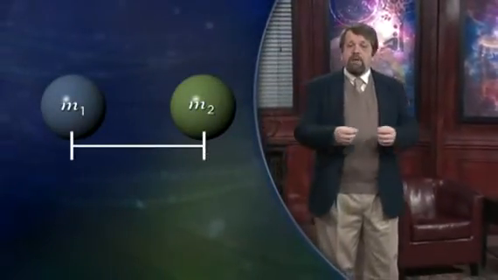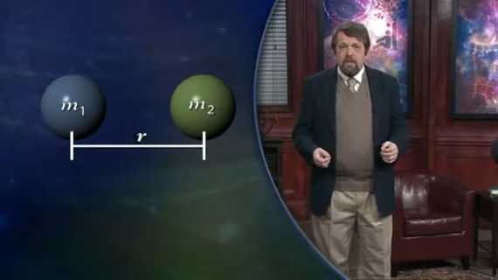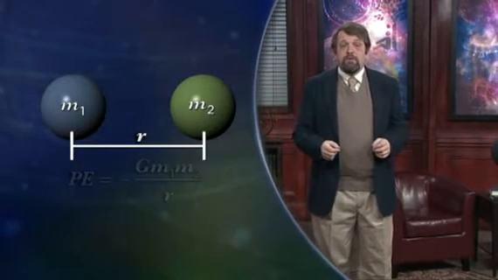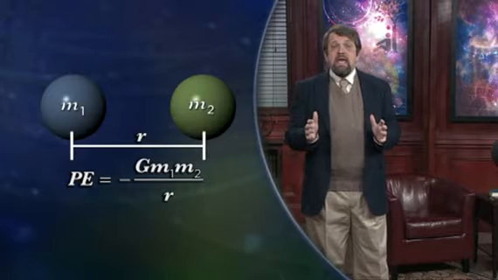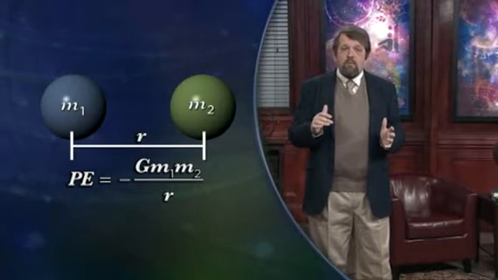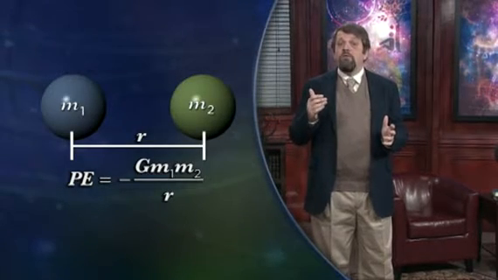Now we are ready for the basic potential energy equation for gravity. So we imagine two masses, m1 and m2, separated by a distance r between their centers. The equation for gravitational potential energy is PE equals minus G times m1 times m2 divided by r. Okay, let's take this apart and see how it works.